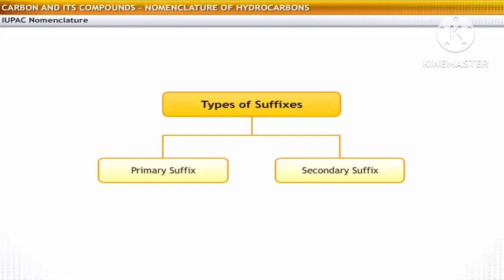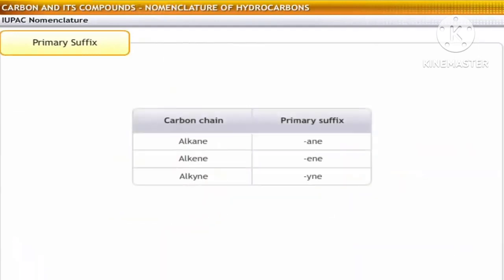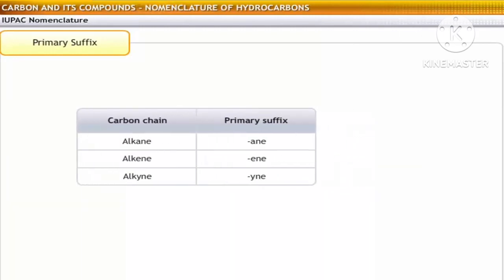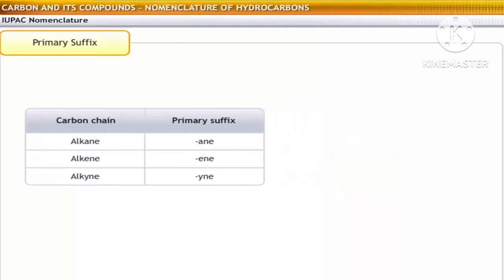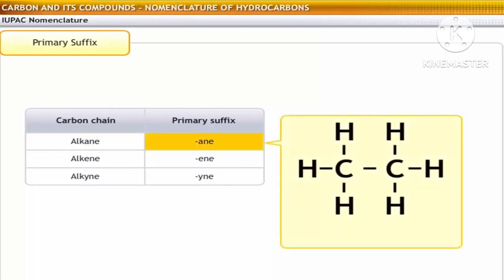There can be 2 types of suffixes, primary and secondary. A primary suffix is added to the root word to indicate saturation or unsaturation in the carbon chain. Hydrocarbons that contain double and triple bonds are known as unsaturated hydrocarbons. For saturated hydrocarbons, the primary suffix ane should be added.